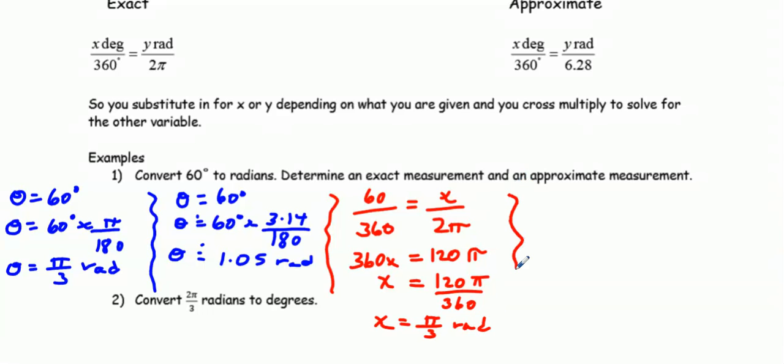So that's the exact. If I were to do this for approximate, I would still have my 60 over 360, and instead of 2 pi, the equivalent in radians is 6.28. Cross multiply, x equals 60 times 6.28.